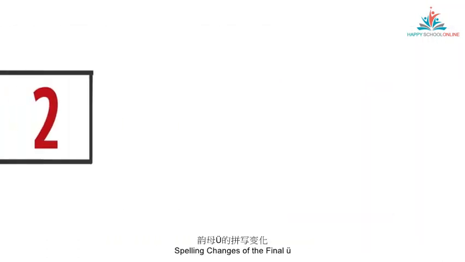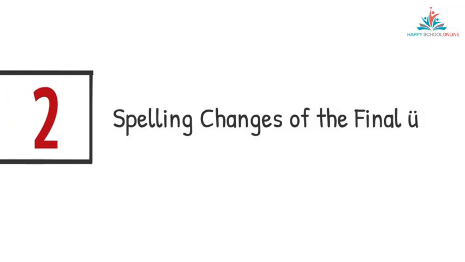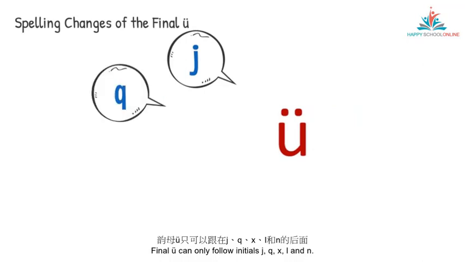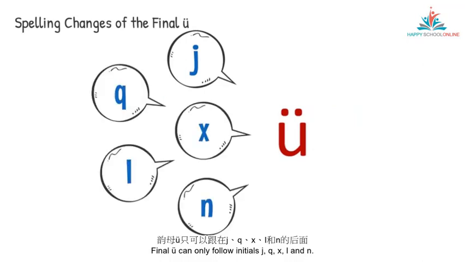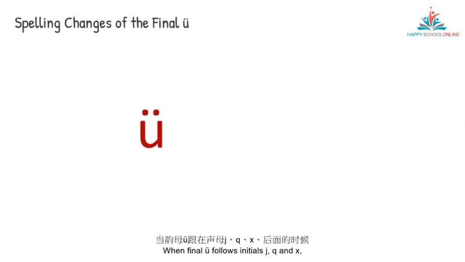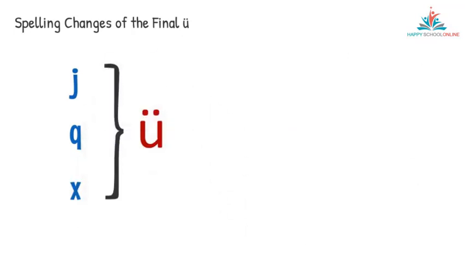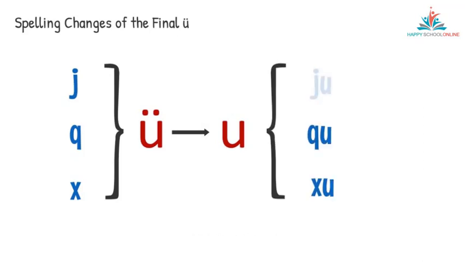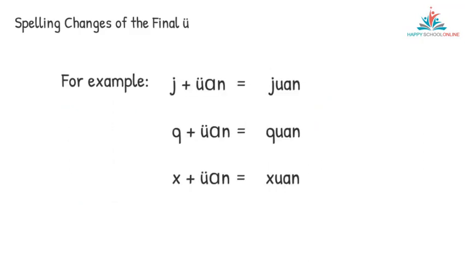Two, spelling changes of the final. Final can only follow initials. When final follows initials, is changed into without two dots, and its pronunciation remains unchanged. Here are examples.